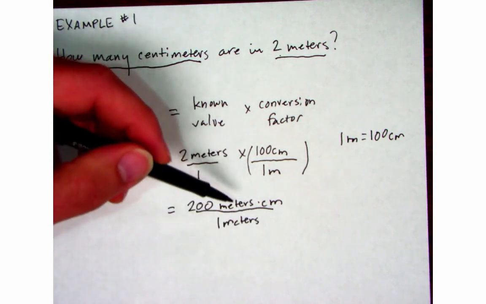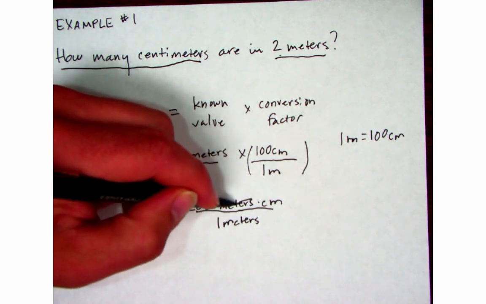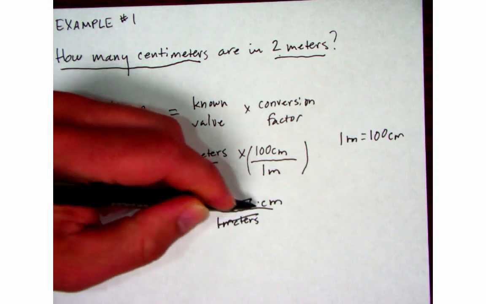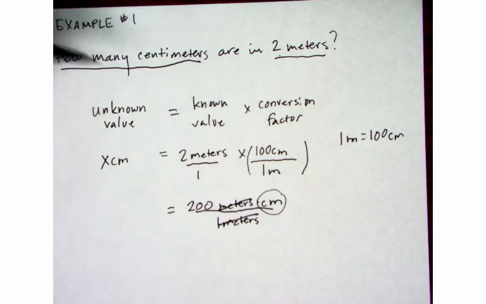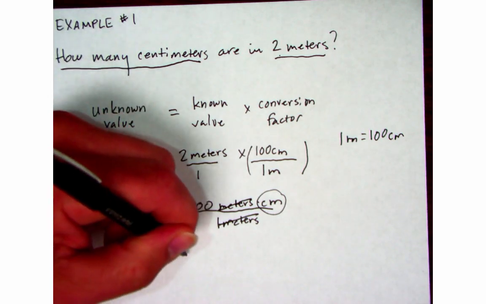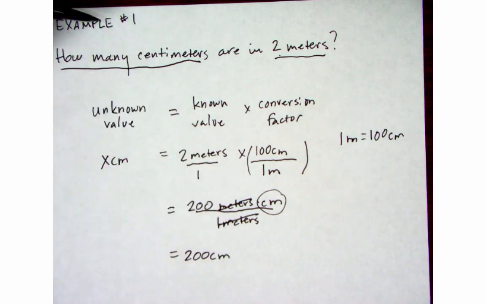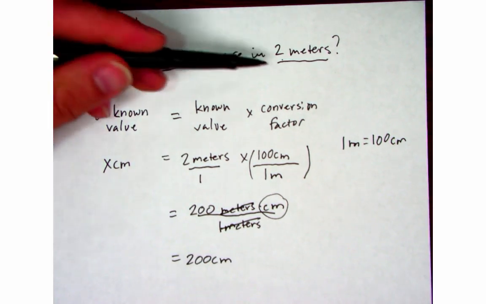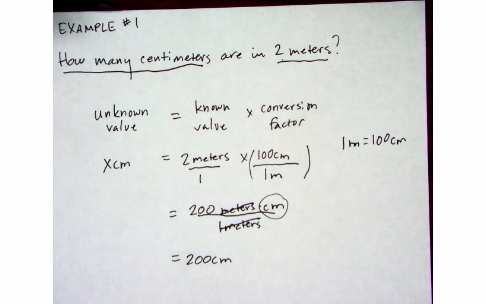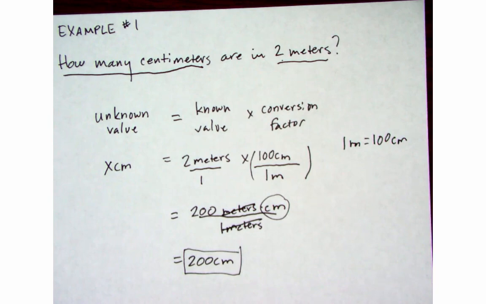Now, you'll notice I have meters on top of meters in this fraction. So those are going to cancel each other out, and what I'm left with is the unit I want and the number I want. So my final answer is 200 centimeters are in 2 meters. Let's do another example.